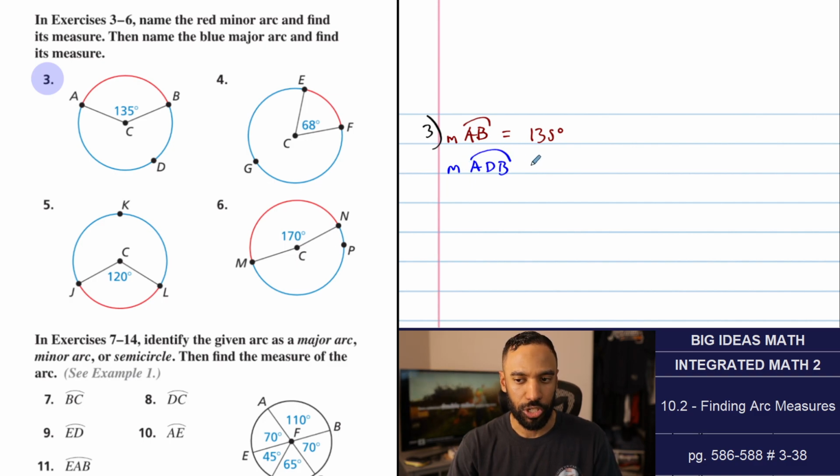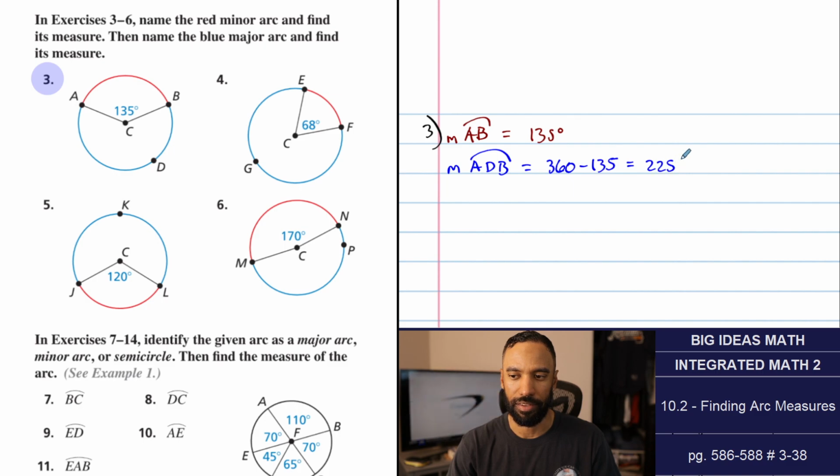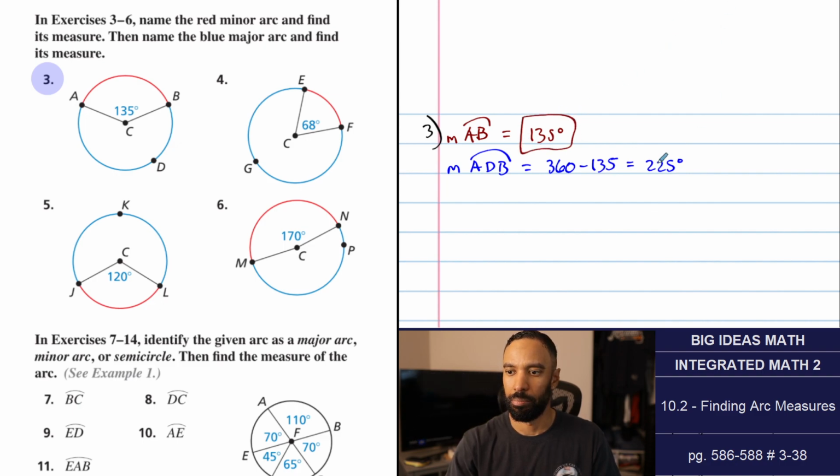Now, when I say measure of, that's just that part. Here's the name. Now we'll say measure of. Measure of arc ADB, we have to take 360 and subtract 135. It's everything that's not the 135, and that'll be 225 degrees. Remember, we will have degrees with all these answers here. So boom and boom. Okay, that's number 3.